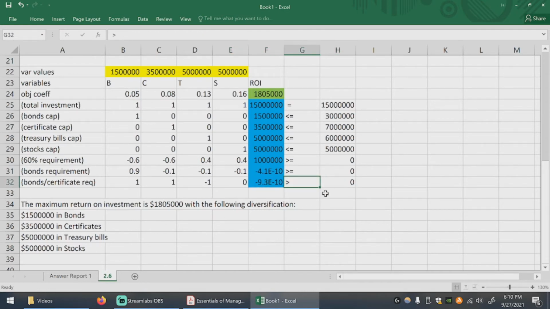Let's just ignore that and keep things simple. Let's see. I use all of it. Beautiful. I am well under the bond cap. Well under all the caps except that one, stocks, which makes total sense, right?